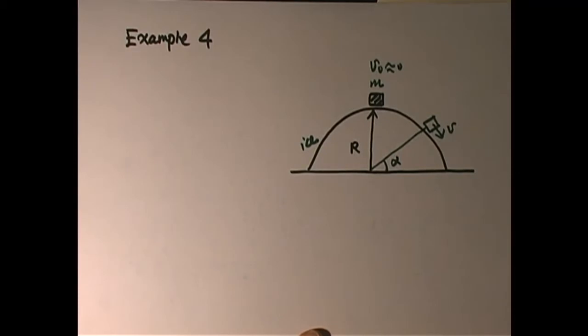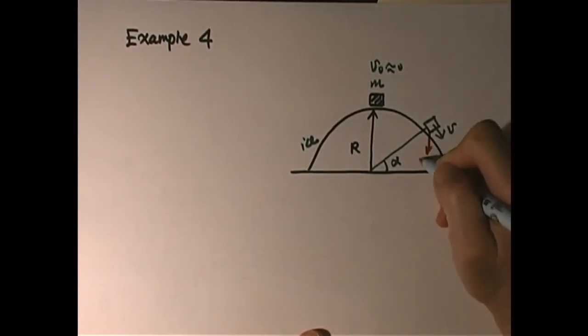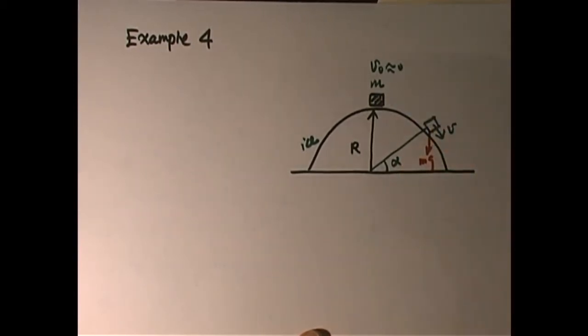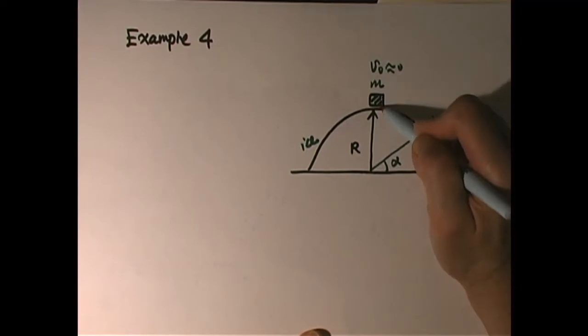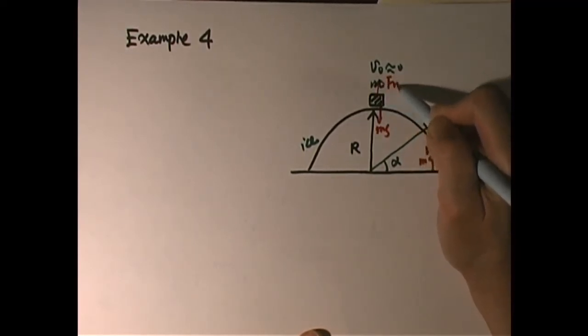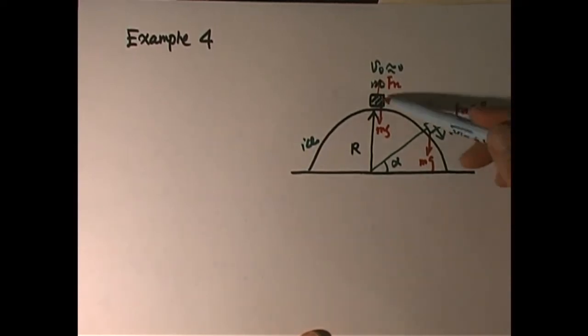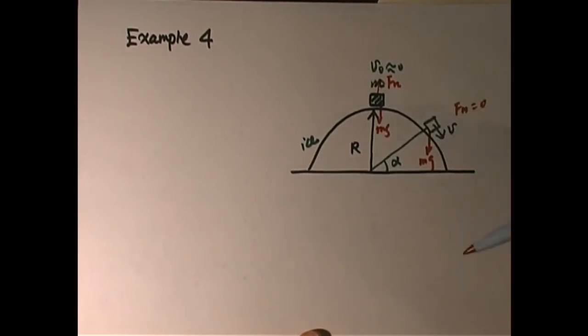lose contact. Even when it loses contact, mg will always be there. So before this particular point, we have both mg and Fn because there is contact. But at this moment, Fn equals 0. So let's take a look. Before this point, we have mg and Fn. At this point, we only have mg.